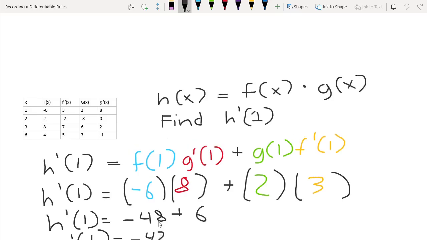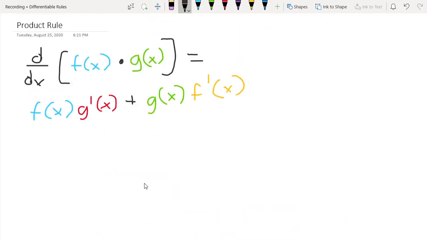So to review, the product rule states that if two differentiable functions are multiplied by each other, the derivative of them will be f of x times g prime of x plus g of x times f prime of x.